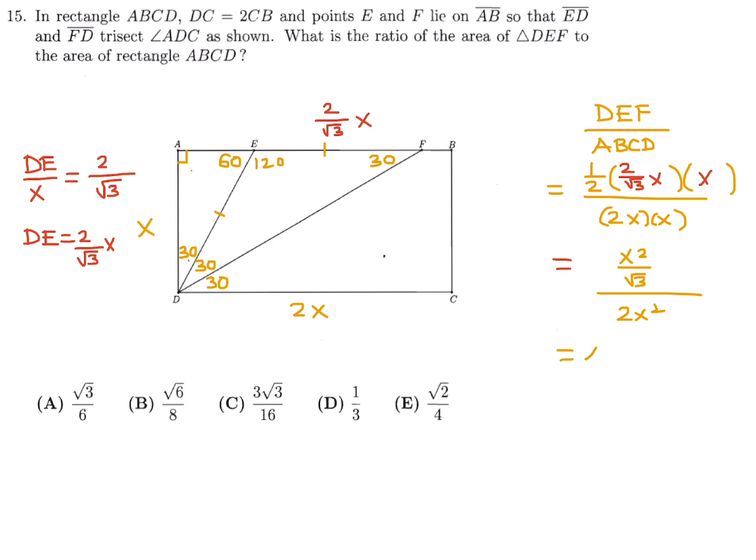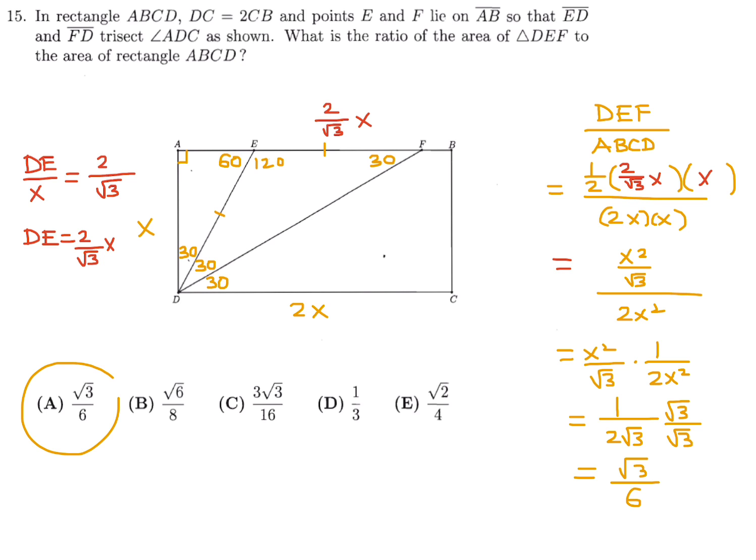Let's see, invert and multiply: x squared over root 3 times 1 over 2x squared. The x squareds cancel, and all I'm left with is 1 over 2 root 3. Alright, most likely they are going to rationalize the denominator, so top and bottom multiply by root 3, and you get root 3 over 3 times 2, 6. Root 3 over 6. And that is A for number 15.